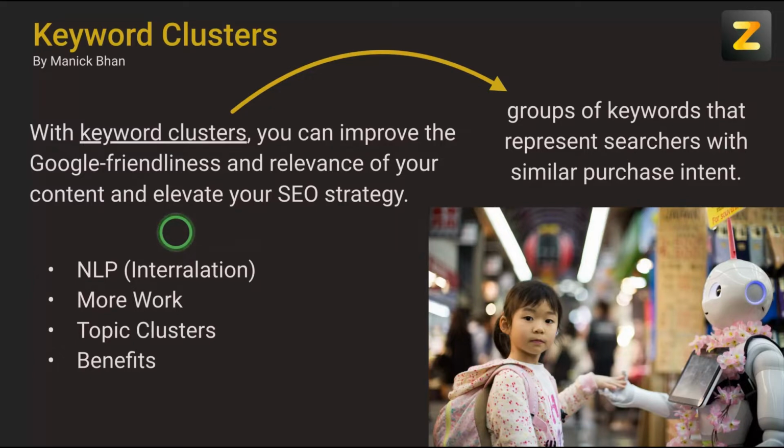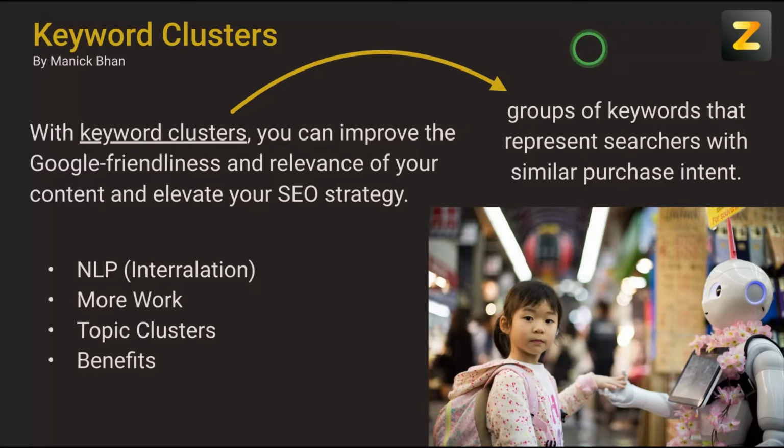So keyword clusters are a group of keywords that represent searchers with similar purchase intent. Okay, of course, we want to convert, but if you are a non-profit, for instance, similar donators intent. So it will change depending on the intent. So the group of keywords that represent search with similar intent, mainly purchase because you want to convert, you want to sell with your marketing strategy.